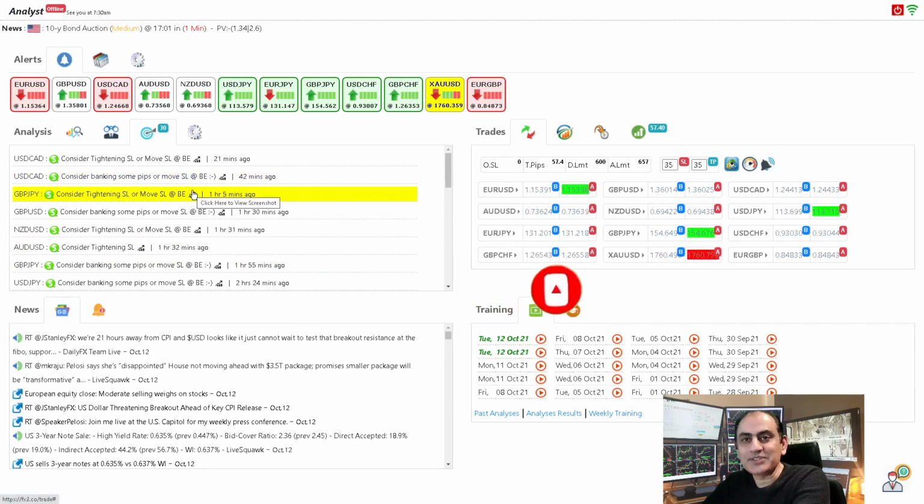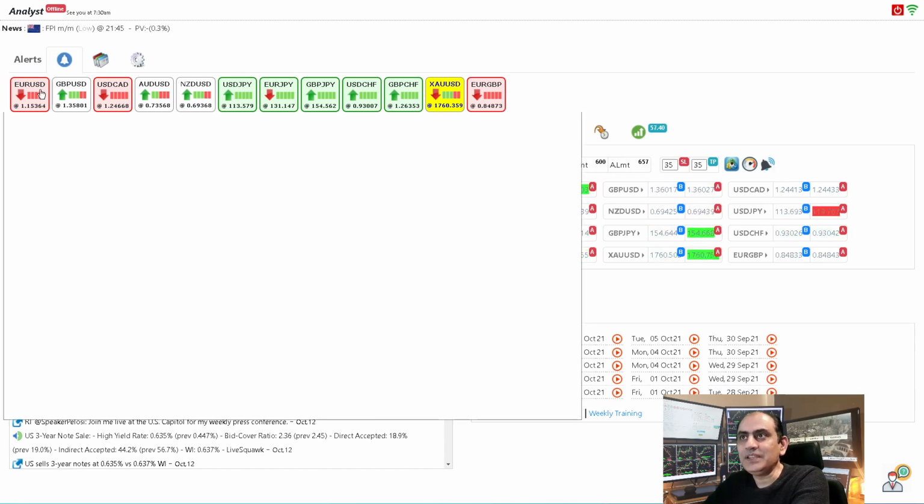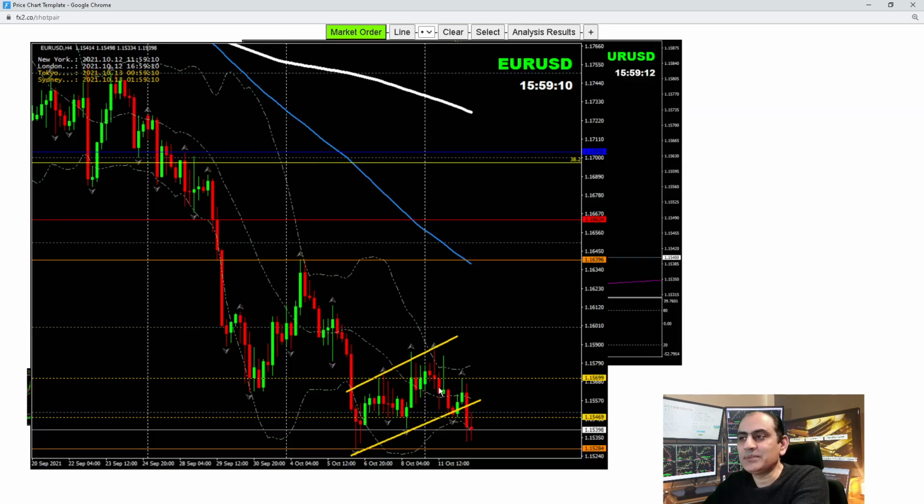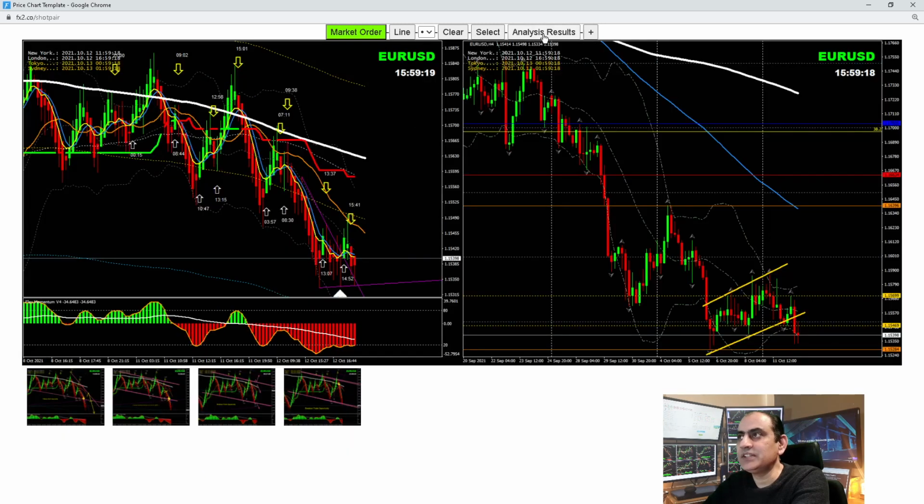Let's dig into the three major currency pairs: Euro USD, Pound Dollar, and Dollar CAD. If you look at the Euro USD trade in the 4 hour, you can see the price developed a bearish flag pattern. We are short on Euro USD, banking beautiful pips. And let me share with you guys how I analyze intraday.